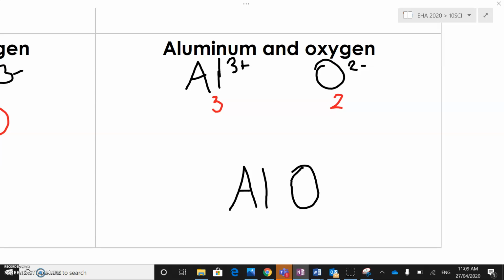Now I need to swap, so I'm swapping the side and I'm dropping it. Stop, swap and drop it.